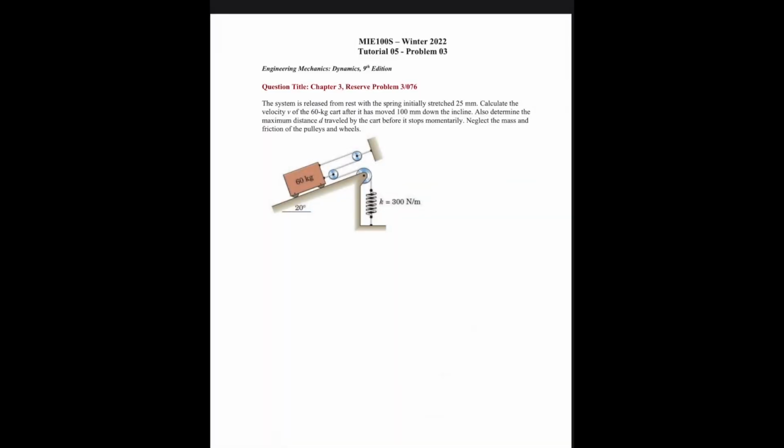Okay, so for our last question of the tutorial, we've got here a system that is released from rest with a spring initially stretched at 25 millimeters. Calculate the velocity v of the 60 kilogram cart after it has moved 100 millimeters down the incline. Also, determine the maximum distance d traveled by the cart before it stops momentarily. Neglect the mass and friction of the pulleys and wheels.